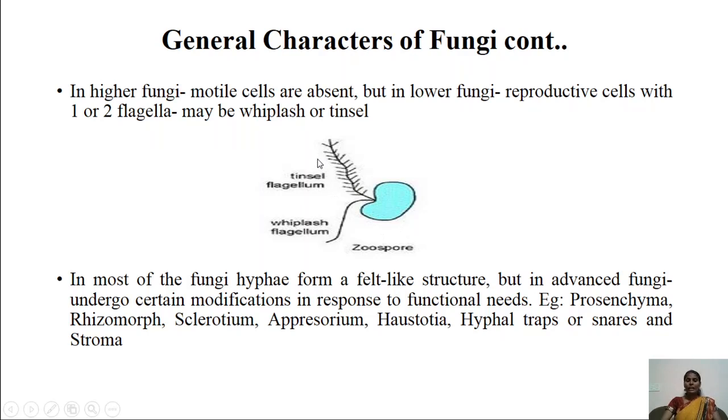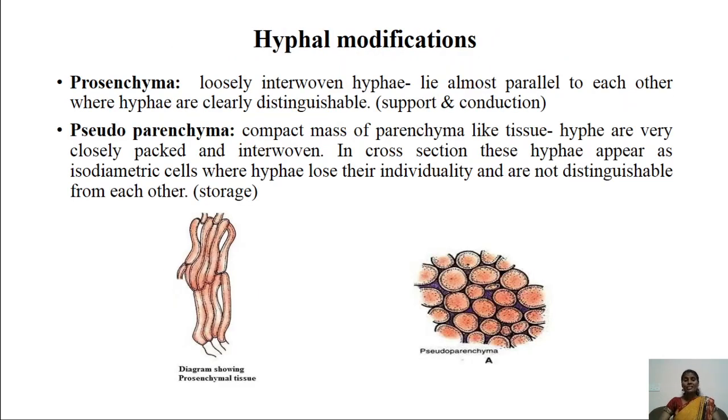In most fungi, hyphae form a felt-like cottony structure, but in advanced fungi, the hyphae undergo certain modifications in response to their functional needs. Such modifications include prosenchyma, pseudoparenchyma, rhizomorph, sclerotium, appressorium, haustoria, hyphal traps and snares, and lastly stroma. Let us study all these modifications one by one in detail.